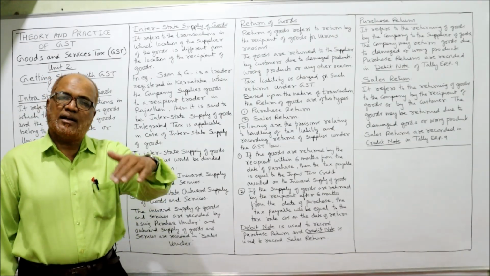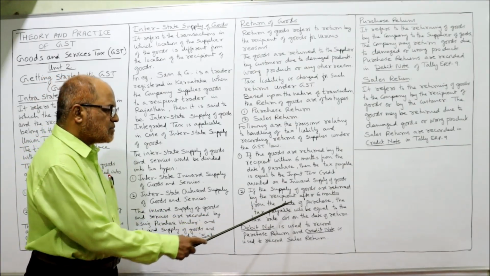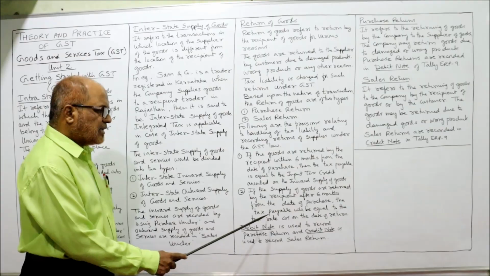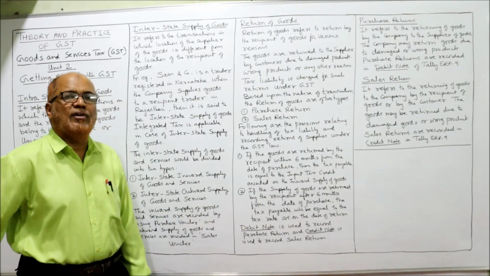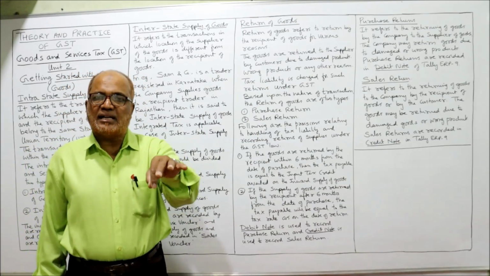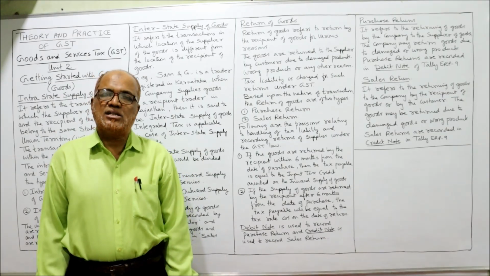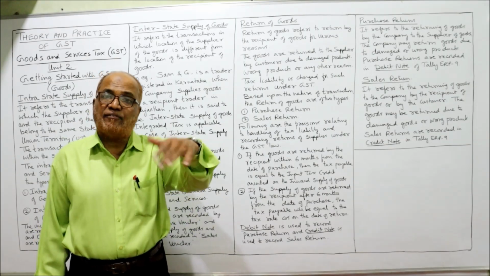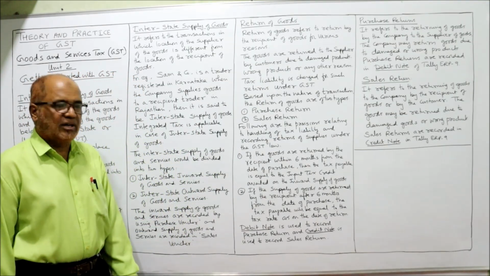If the goods are returned after 6 months from the date of purchase, the tax payable will be equal to the tax rate as on the date of return. So as on the date of return, what is the tax rate? At this tax rate, it will be adjusted for returns if it is returned after 6 months. These are the provisions of GST law for returns.